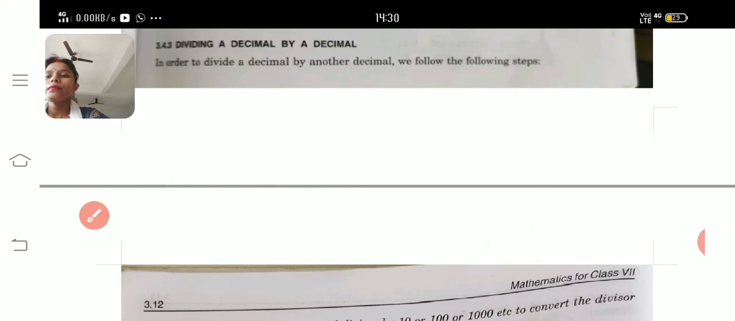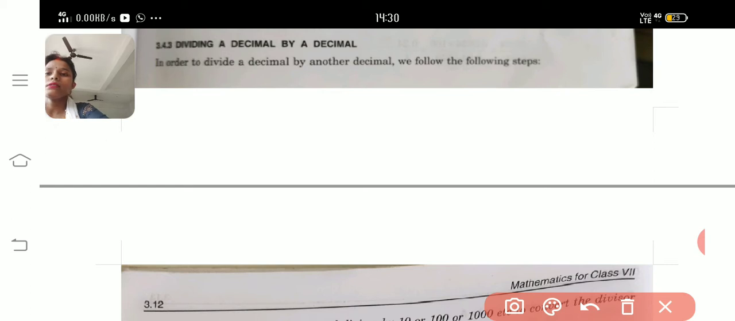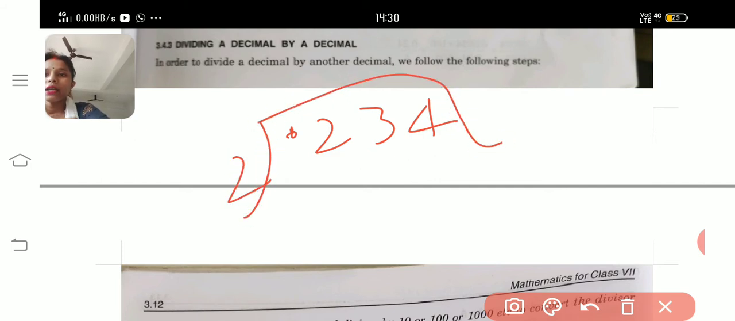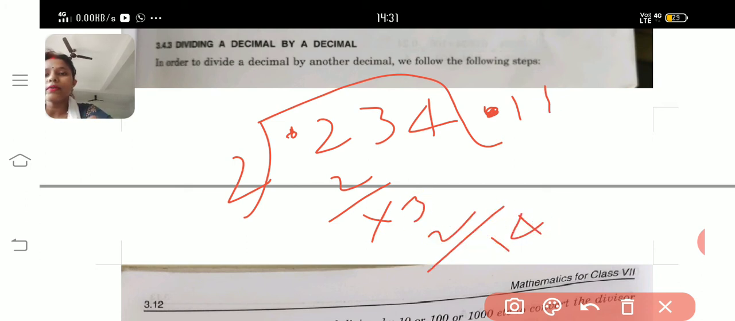Now the next question I am going to tell. For example, if it is 0.234, you have to divide it by 2. Now here there is a decimal, so first we put the decimal in the quotient, and the same way we divide. 2 ones are 2, cancel. We put down 3. 2 ones are 2, 3 minus 2 is 1. Now we put down 4. 2 sevens are 14. Cancel.